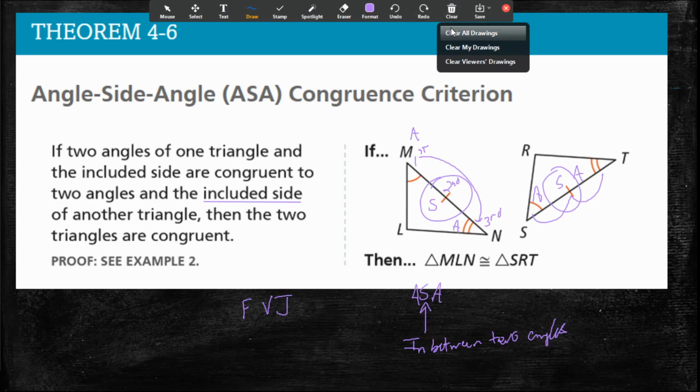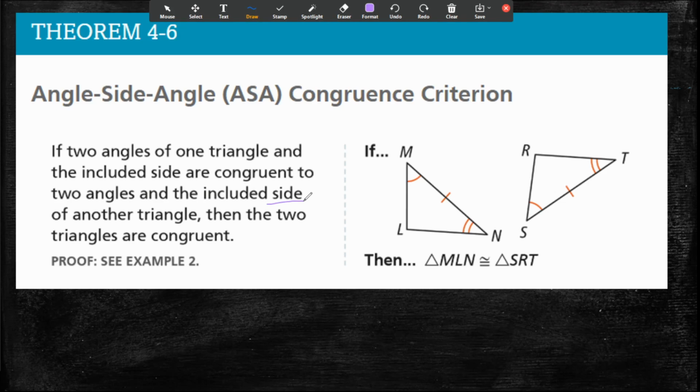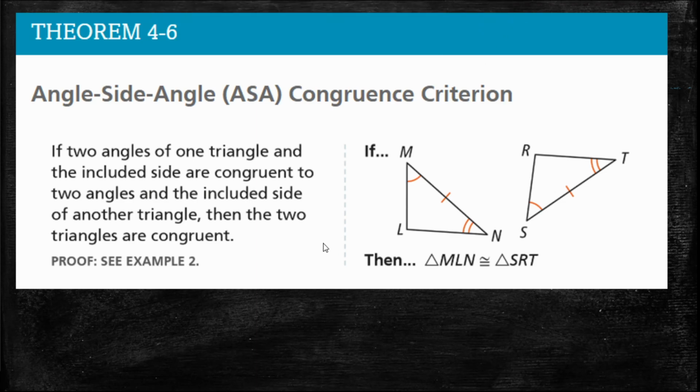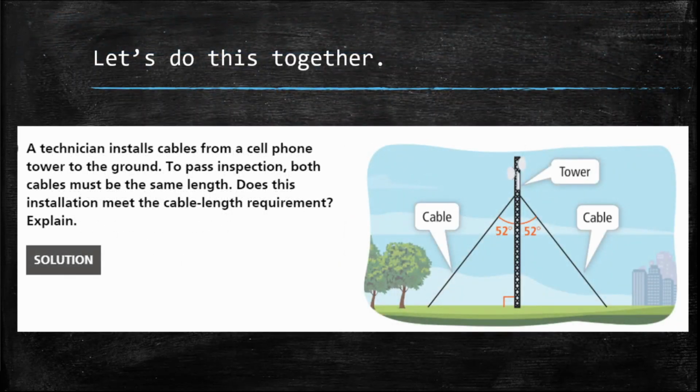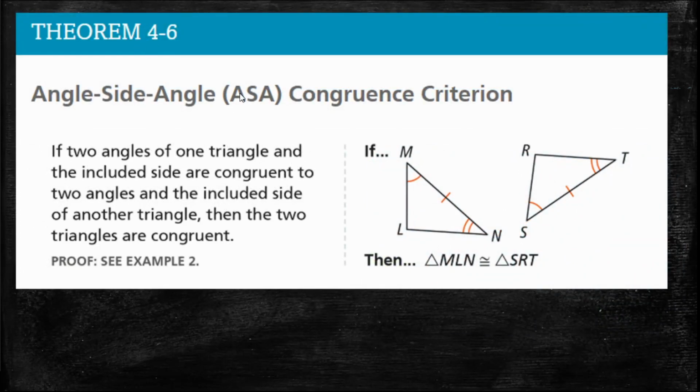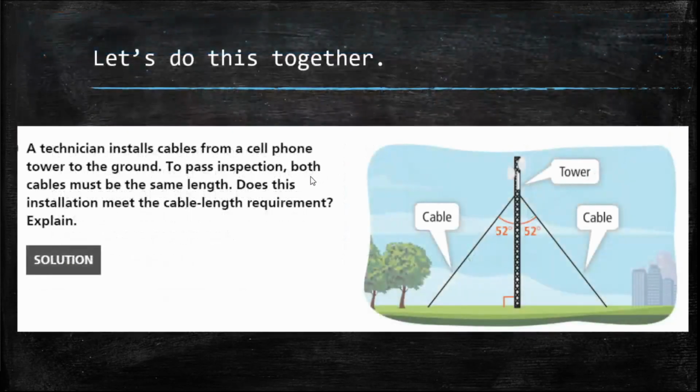So included side is the side between two angles that are given, and the included angle is the angle in between two sides. ASA congruence is done the exact same way as SAS and SSS. So let's try one of these together, and I'm going to assume it's going to want us to somehow do angle side angle congruency. But right now I'm looking at this, and all I see is this 52. So let's see if reading this question helps at all.